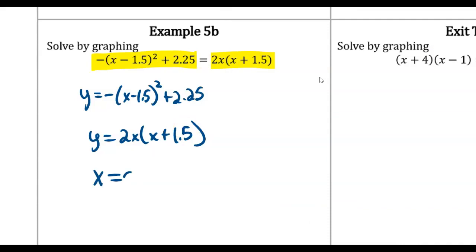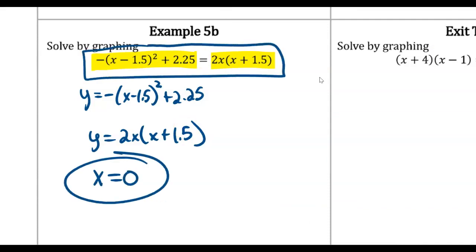So x equals 0. And remember, because the original was only in x's, you don't have to have the y's. So x equals 0 is your solution.